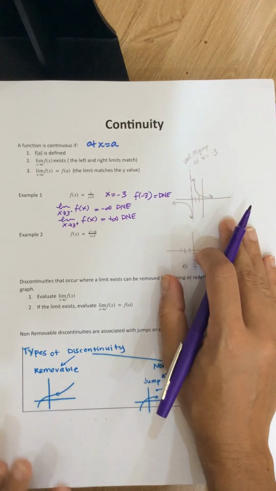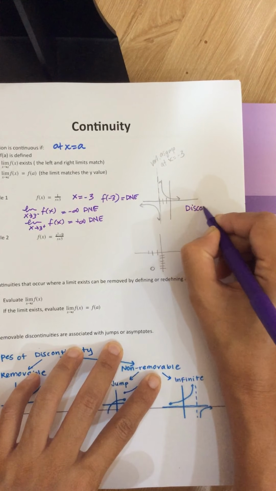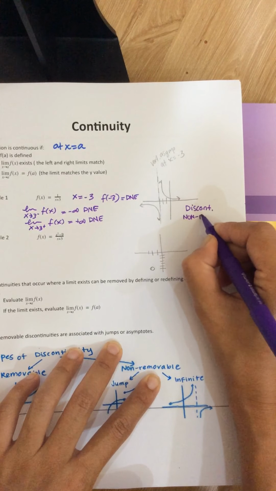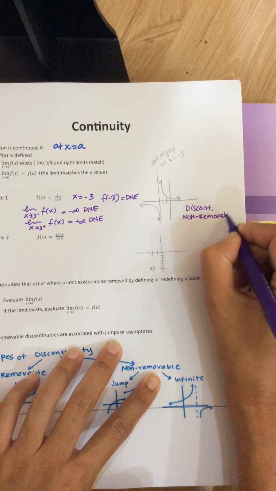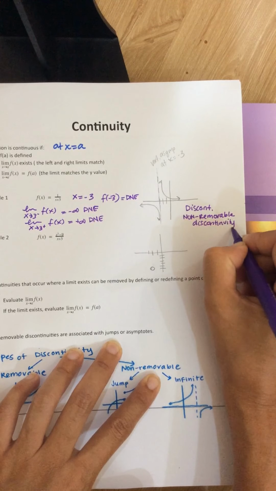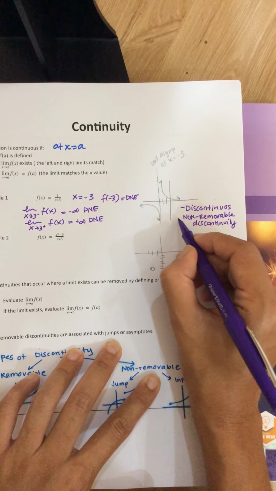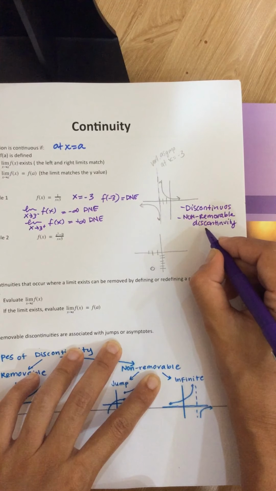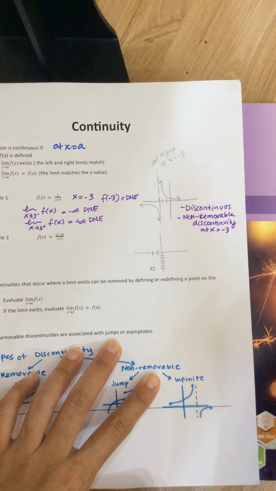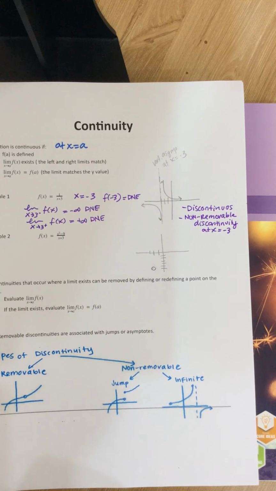But the reason we're talking about this is because this is a discontinuous function, and it's a non-removable discontinuity. I'm going to spell this wrong. Discontinuous. So it's discontinuous, and it's a non-removable discontinuity at x equals negative 3, right? We can't get rid of that. This function is not going to be continuous at x equals negative 3.